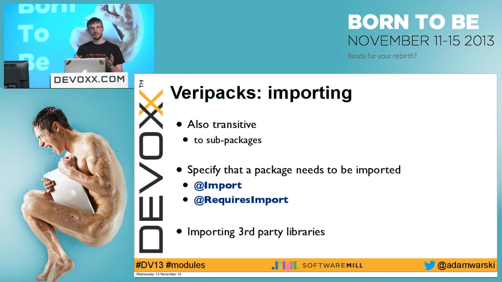So if you want a package to be used only in specified places, you can annotate it @RequiresImport. And then at the usage side, you have to explicitly import that package. So that could be a kind of documentation, saying that this package uses some other packages, right? And it can also be verified by Veripacks. And you can use that for importing third-party libraries.